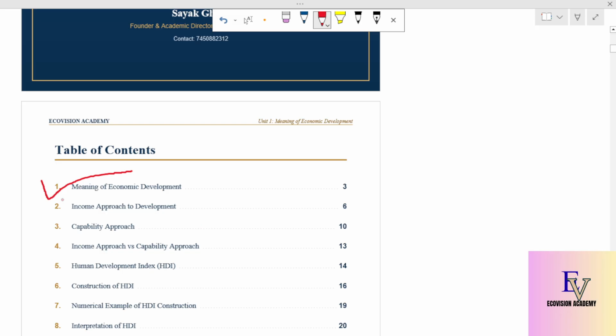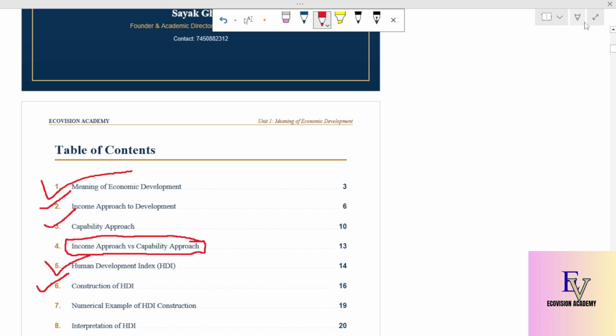So there are some approaches. One of the approaches is the income approach. One of the approaches is the capability approach. Then we will distinguish between the income approach and the capability approach. And finally, after that, we will go for the Human Development Index and the construction of HDI.